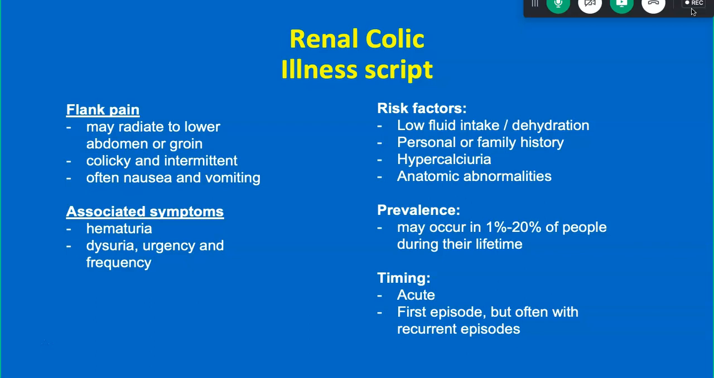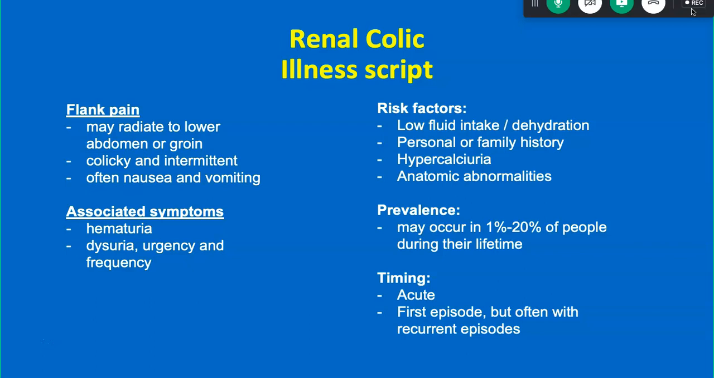The risk factors, so there's different kinds of kidney stones and different things that predispose you to it. So it's a lot of different risk factors. Some of them include having a low fluid intake or being dehydrated, because then it'll be more likely that a stone will form. Different genetic factors can play a role. So if you have a family history, and obviously if you have a personal history, you have an increased risk of having another kidney stone. Hypercalciuria and anatomic abnormalities, all these things can increase your risk of having a renal colic being the cause of your pain.